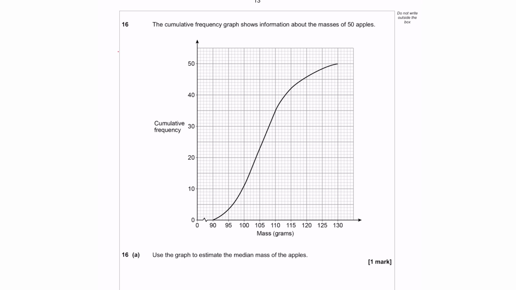Okay, so we've got a cumulative frequency graph and we want to estimate the median mass. We've got 50 apples. Our median is halfway, so we think median, we think middle. Half of 50 is 25. So you take a ruler and draw a straight line from 25 along until you hit your graph, and then you go all the way down and read off the value. If we have a look, that's 1 after 105, that's 106 grams.